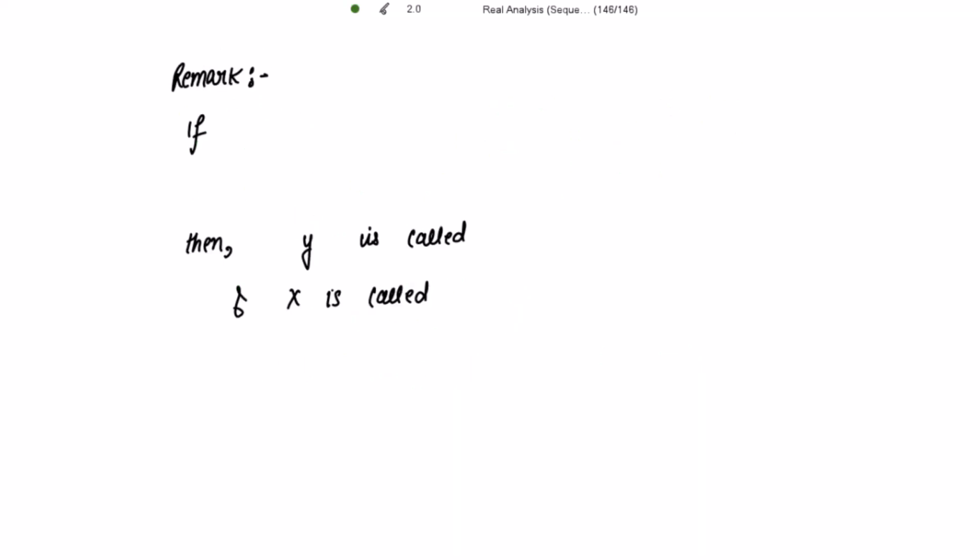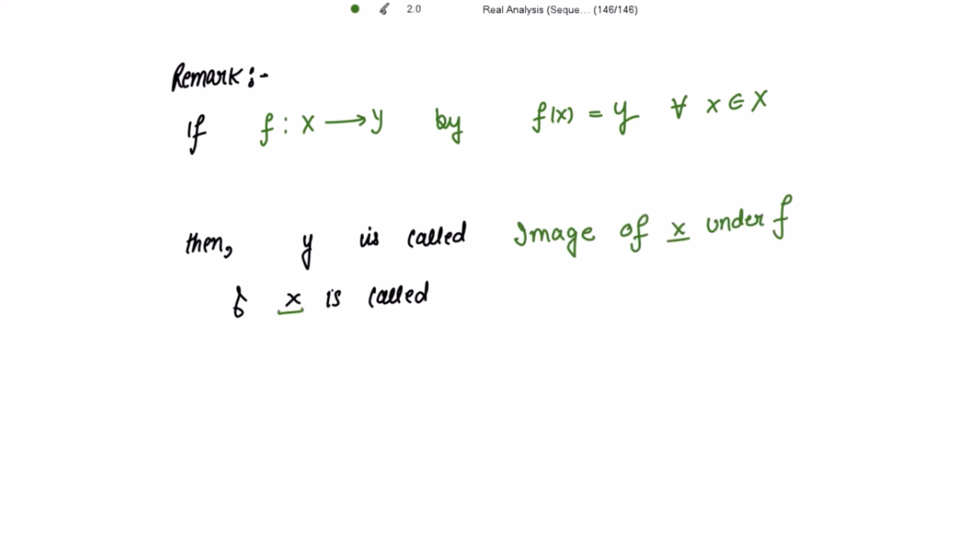Okay. Another definition: if we define the function f on x to y by f of x equal to y for all x belonging to x, then y is called the image of x under f and x is called the pre-image of y to which it is associated under the function f, right?